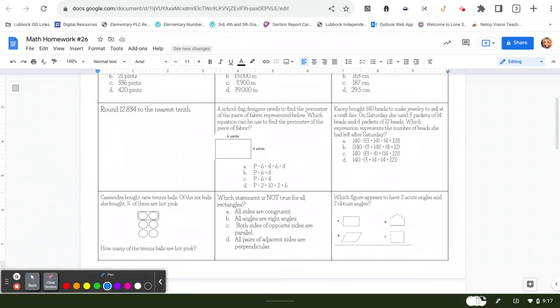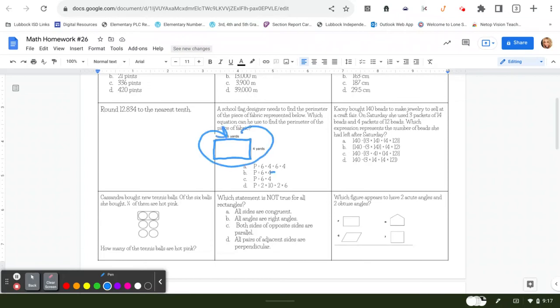A school flag designer needs to find the perimeter of the piece of fabric represented below. Which equation can he use to find the perimeter of the piece of fabric? Remember, perimeter is the outside. So we're not looking for area. To find perimeter, what have I been telling you? Stop saying length plus width plus length, because what if it was an octagon? It doesn't work like that. For this, you add up all the sides. Remember, add up all the sides.